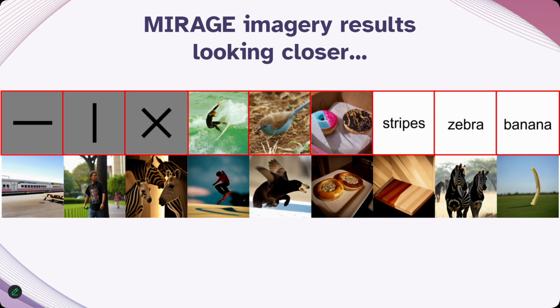We have a very distinguishable zebra now. The banana looks a lot more like a banana. And our stripes are very distinct. So we've clearly made progress, I think, qualitatively just looking at these.